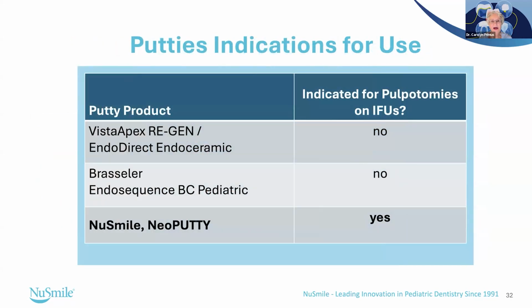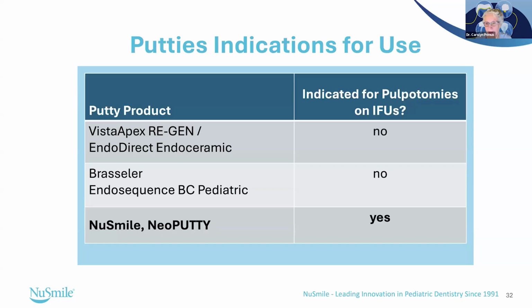To do that, I decided to simplify this in a short period of time with the ever popular putties, and I chose to look at Vista Apex Regen, which is also sold as EndoDirect Endoceramic. There is a Brasseler product that is made by another company for Brasseler called EndoSequence BC Pediatric. And there you have it. I don't even like that BC right there. And then there's the New Smile Neo Putty.